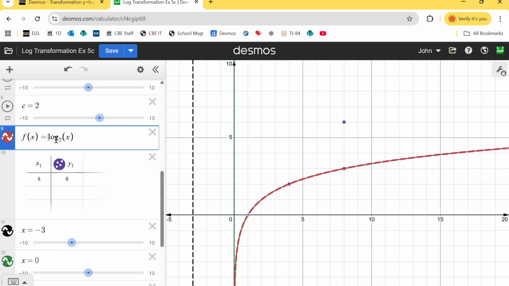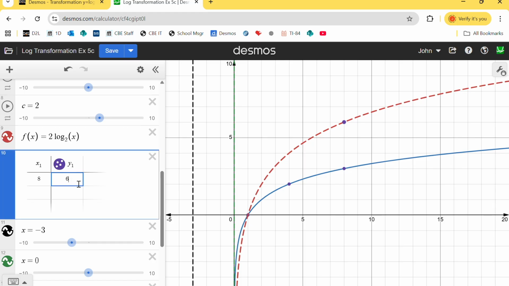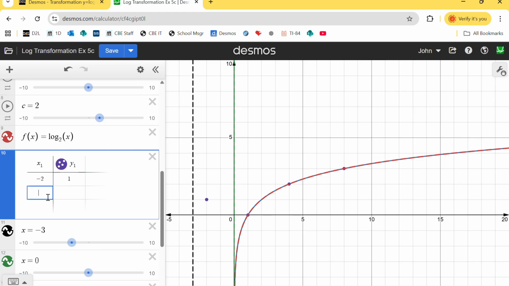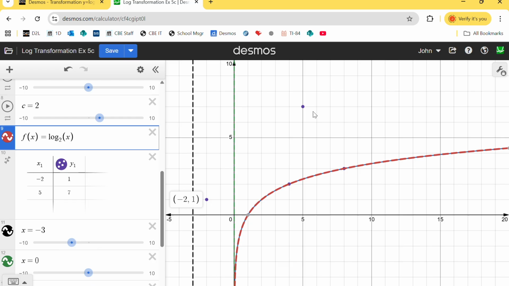So if I do the vertical stretch by a factor of 2, and then let me do this. I'm going to put the original points back on. Let's start with the base function. So I backed out all the transformations and I matched the original base function. Let me put in the -2, 1. I'm going to put that in there, and I'm going to put in 5, 7. So I'm going to keep these 2 points in mind. I'm going to change these.